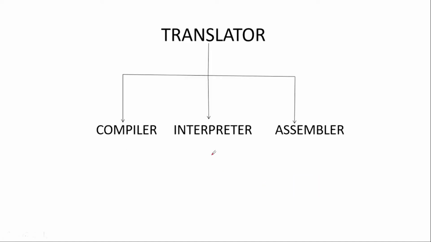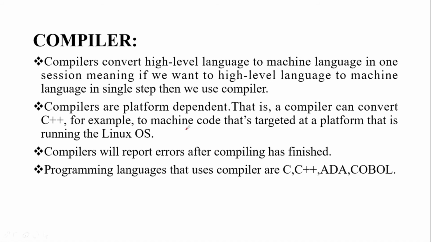Now we'll see what are the types of translators. Translators are of three types: compiler, interpreter and assembler. Now we'll see in depth what is a compiler, interpreter and assembler. First is the compiler. Compilers convert high level language to machine language in one session, meaning in a single step. Whenever you compile a program, the high level language will be converted to machine language in a single step. And these compilers are platform dependent.